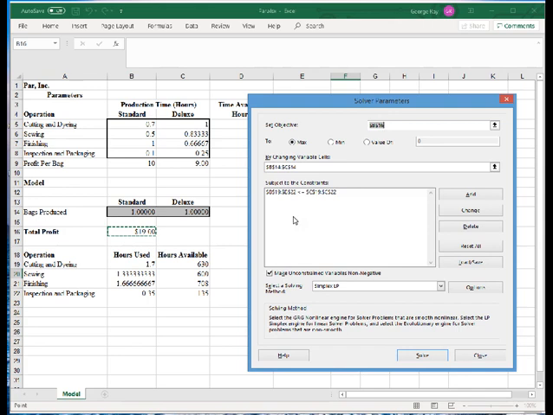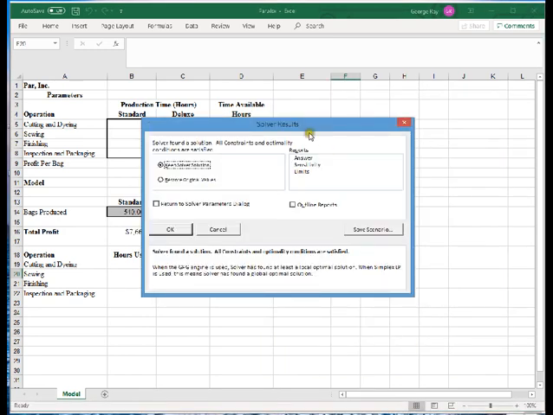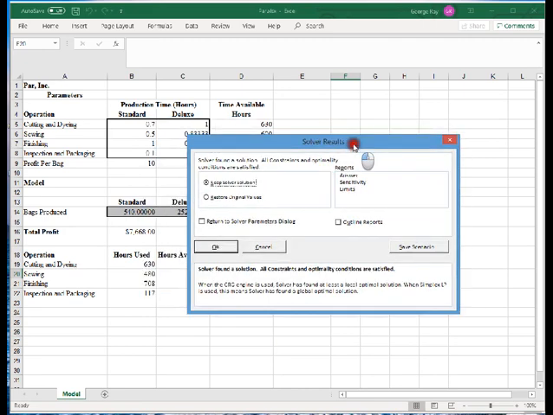Here, our constraint is going to be that B19 through B22, in other words, the hours used for the 4 functions, is less than or equal to C19 through C22, in other words, the hours available for each one of those functions. And we can select the simplex algorithm, which we do, and then we're going to click Solve, and it is able to find a solution.